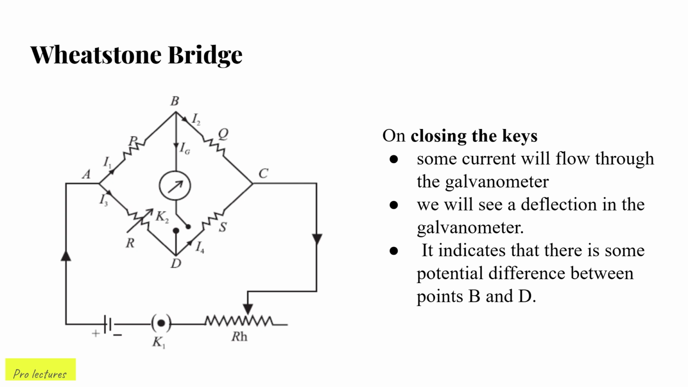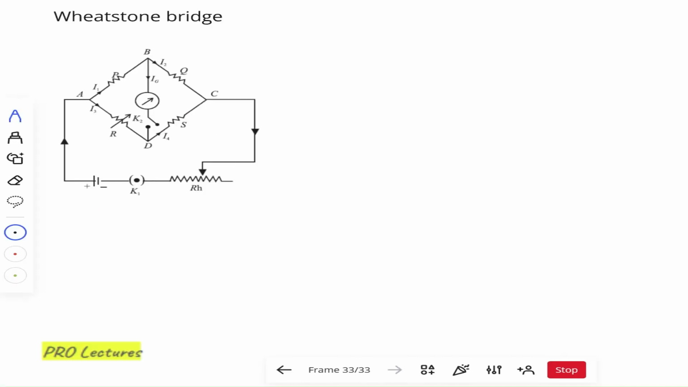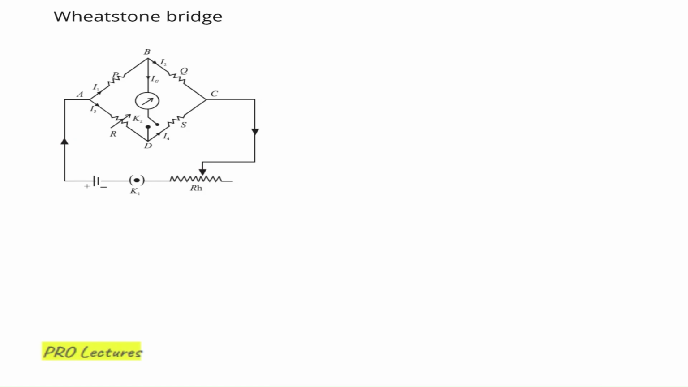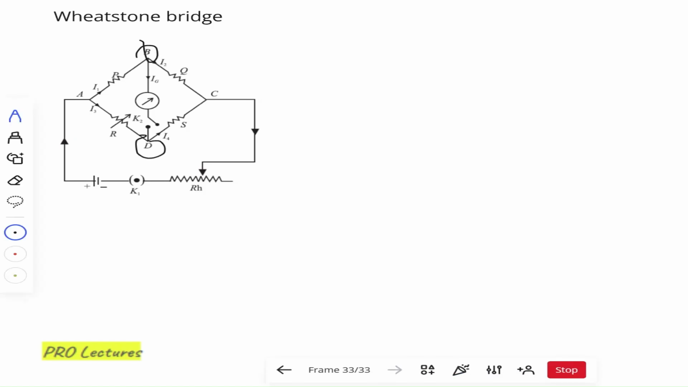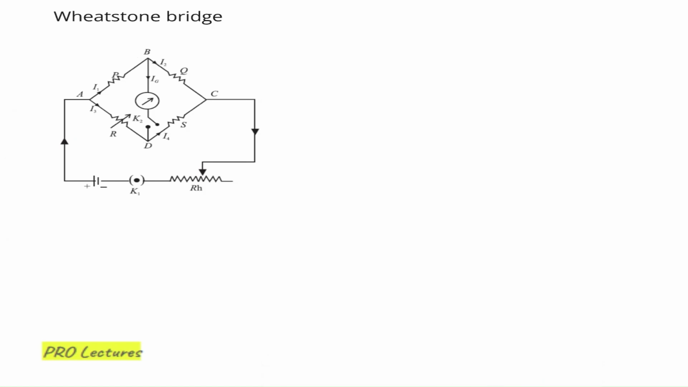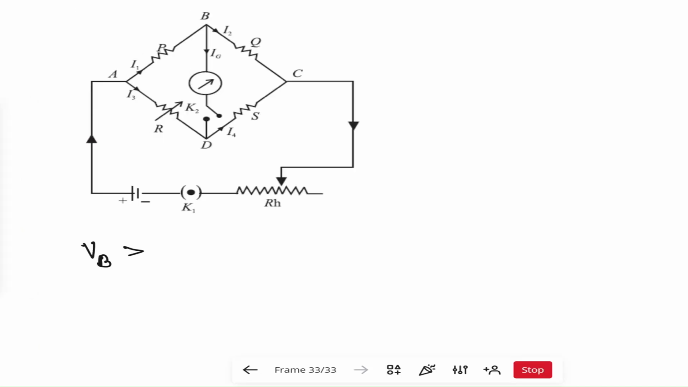When we close the keys, some current will flow through the circuit and you will see a deflection in the galvanometer. It indicates that there is some potential difference between the points B and D. Consider the following three possibilities. First is point B is at a higher potential than point D. Potential at point B is greater than potential at point D. This implies that the current flows from point B to D in this direction, and the galvanometer will show a deflection, say right. This is the first possibility.